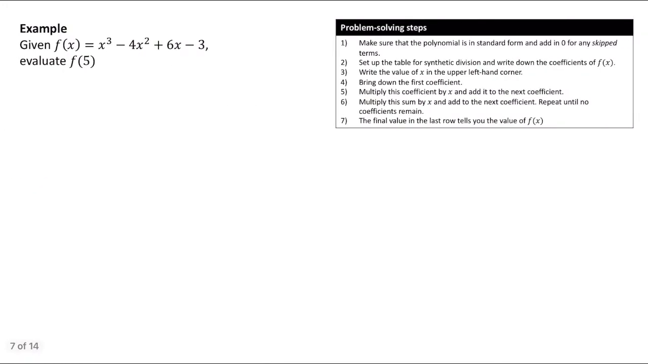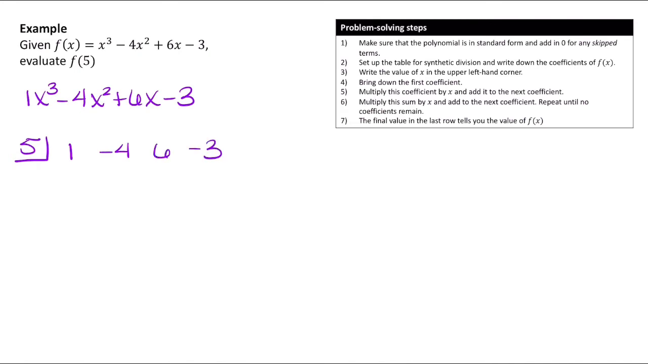So now let's try synthetic division here. So we have f of x equals x cubed minus 4x squared plus 6x minus 3. So I'm just going to write this out and add in those coefficients of 1. So we have 1x cubed minus 4x squared plus 6x minus 3. So when we set up our synthetic substitution, we have 5 in the upper left-hand corner, and then we have the coefficients 1, negative 4, 6, negative 3.